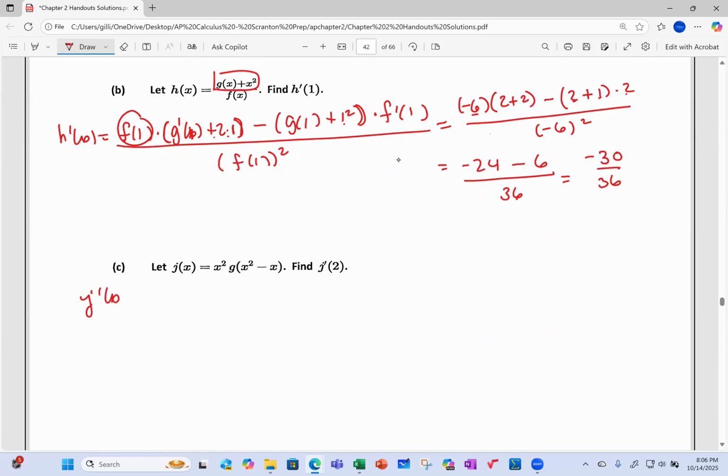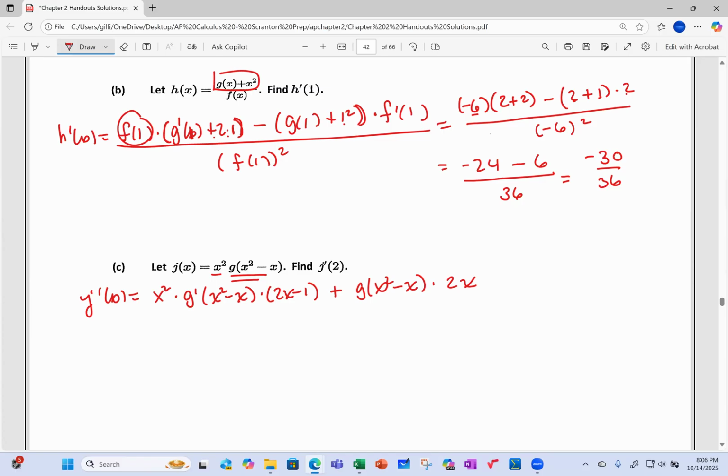So j prime of x is the first, which is x squared, times the derivative of the second, which is g prime of x squared minus x, times the derivative of the inside, which is 2x minus 1, plus the second, which is g of x squared minus x, times the derivative of the first, which is 2x.